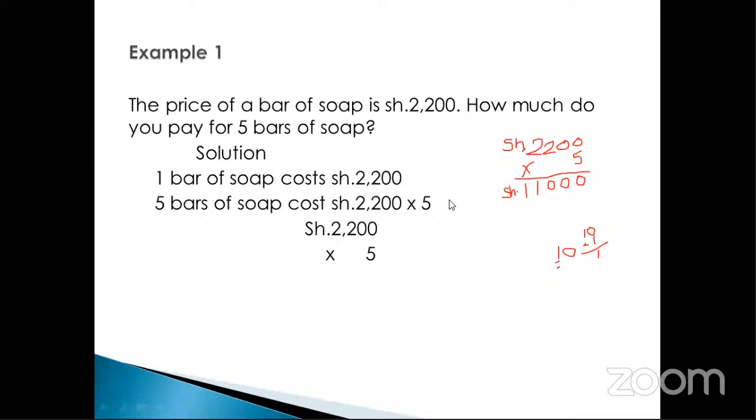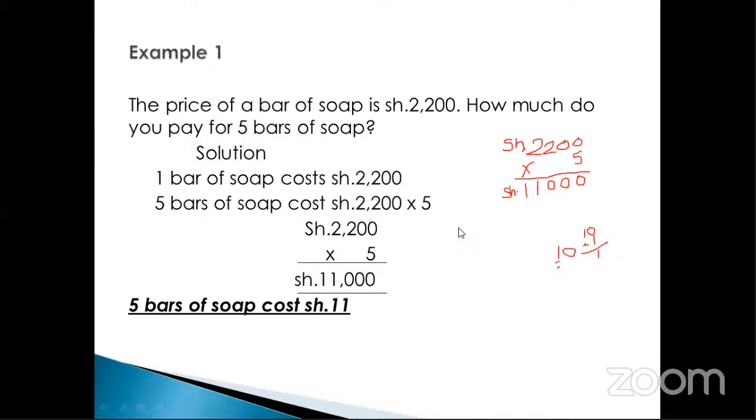So here we are multiplying 2,200 times 5. So we have got 11,000 shillings for the 5 bars of soap. You can conclude after that. You can say 5 bars of soap cost 11,000 shillings.